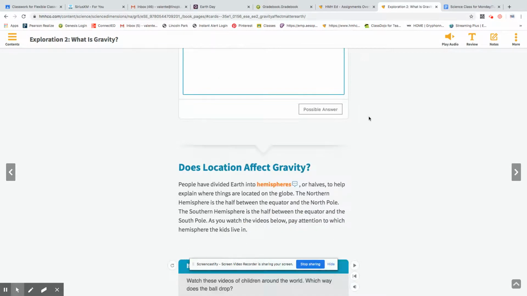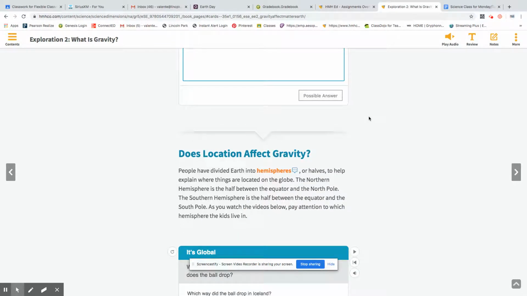All right, moving on. Does location affect gravity? People have divided Earth into hemispheres or halves to help explain where things are located on the globe. The northern hemisphere, which is where we live, is the half between the equator and the North Pole. The southern hemisphere is the half between the equator and the South Pole. As you watch the videos below, pay attention to which hemisphere the kids live in.